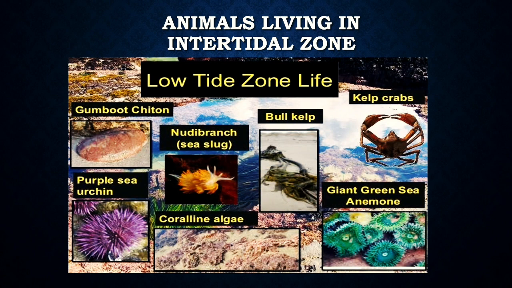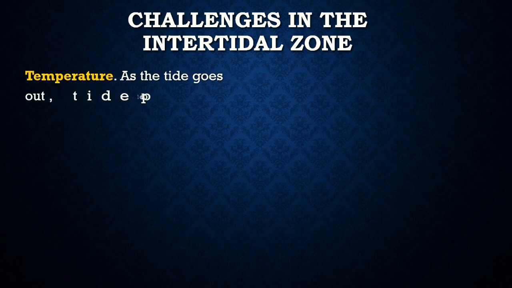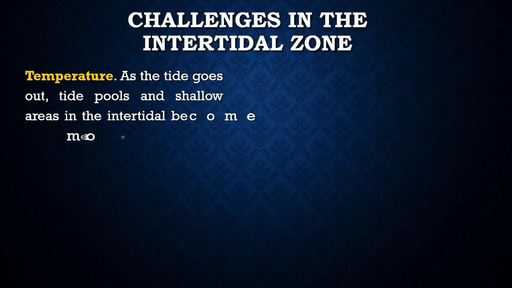In the low tide zone live the gumboot chiton, the nudibranch or the sea slug, the bull kelp, the kelp crabs, purple sea urchin, coralline algae, and giant green sea anemone. Now let's talk about the challenges in the intertidal zone. The first one is the temperature.